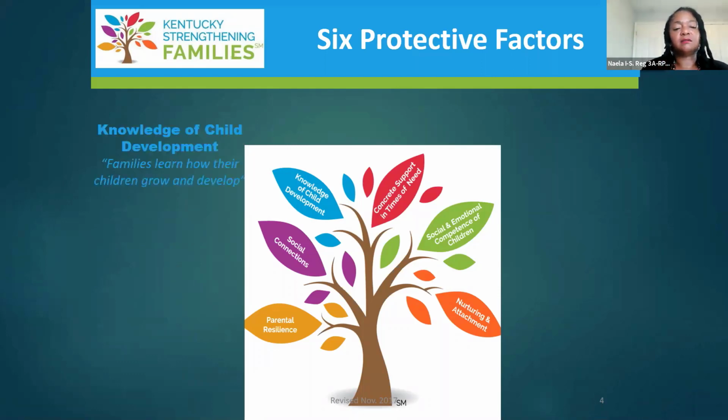Next, knowledge of child development, and this is also knowledge of youth development. For Youth Thrive, families learn how their children grow and develop, which is very important because you want to have expectations of your child that meet where they are in their development, and not have high expectations that they just can't meet because they haven't grown into that. So that's very important to be able to share with families.